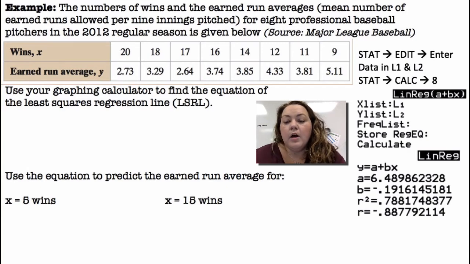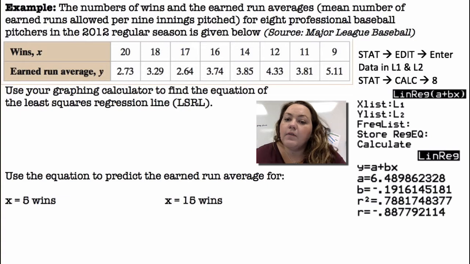Go to Stat, Edit, and enter your data into List 1 and List 2. Most of you are pretty comfortable with that. In List 1, you'd have 20, 18, 17, 16, 14, 12, 11, and 9. In List 2, you'd have 2.73, 3.29, 2.64, and so on.